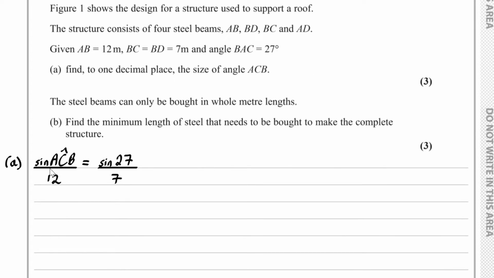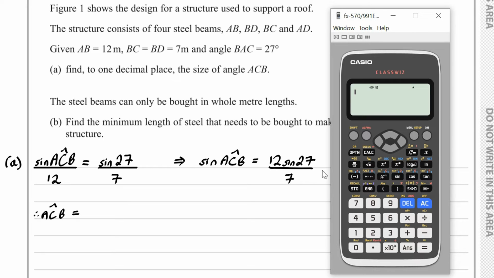And therefore we see from here that the sine of ACB, that's equal to 12 times the sine of 27 over 7, and therefore hopefully here you can see ACB, that's given by the inverse sine of 12 sine 27 over 7. Turns out we get 51.1, etc.